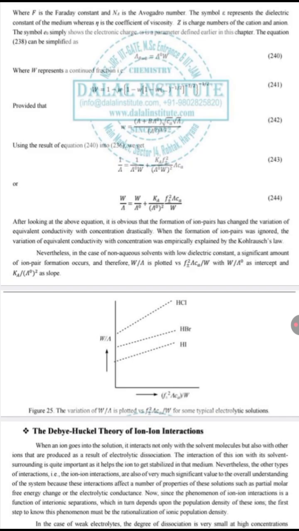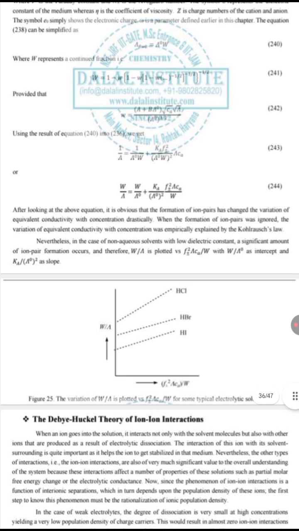The symbol epsilon represents the dielectric constant of the medium, whereas eta is the coefficient of viscosity, Z is the charge number of the anion, and symbol e naught simply shows the electronic charge. Omega is the parameter defined earlier in this chapter.